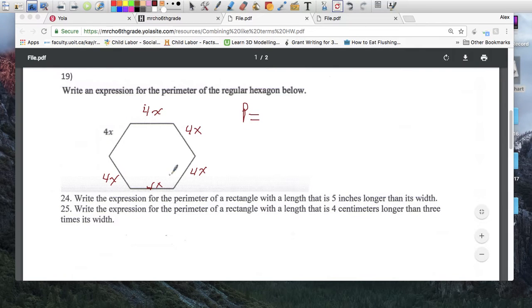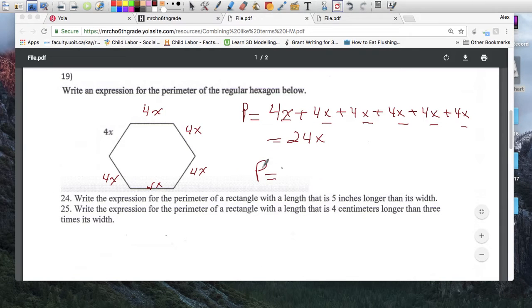So you've got two ways of doing it. Let me do this the long way. 4x plus 4x plus 4x, 1, 2, 3, 4, 5, and the 6th side. Can I add them together? Yes, I can, because they're all x, they're all the same. So 4x plus 4x plus 4x plus 4x equals 24x. Or you could notice that there are 6 sides and they're all the same, so simply multiply 6 times 4x, and 6 times 4x is 24x. Okay.